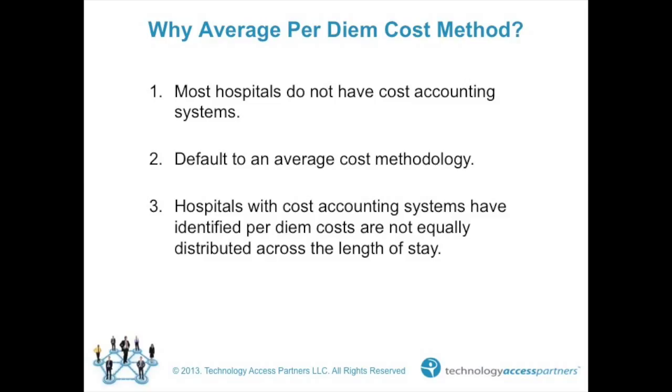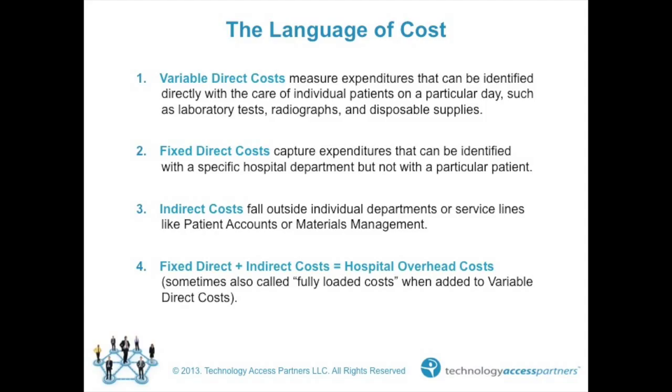Before we delve any deeper into the average per diem cost analysis and the difference between actual cost and the average per diem cost, let's talk about the language of cost. So first, you have variable direct cost. Variable direct costs are basically the costs that can be identified as associated directly with the care of an individual patient on a particular day. Things like lab tests, implantables, high-cost implantables, disposable supplies, those are variable direct costs. And if you don't have that patient and you're not doing that procedure, you're not incurring those variable direct costs.